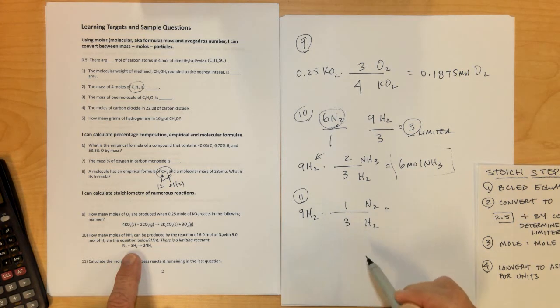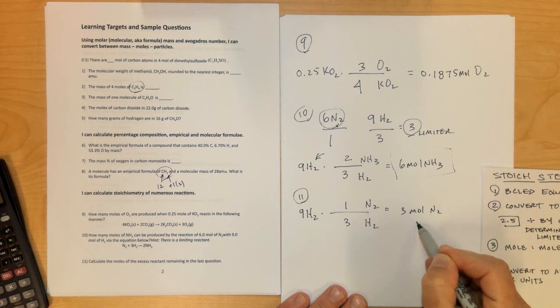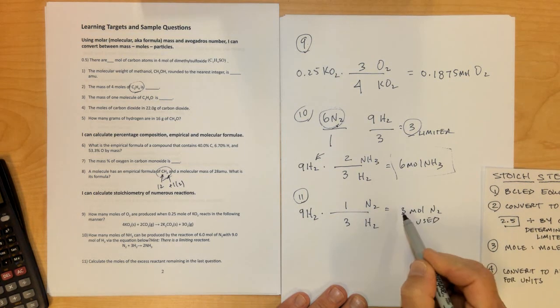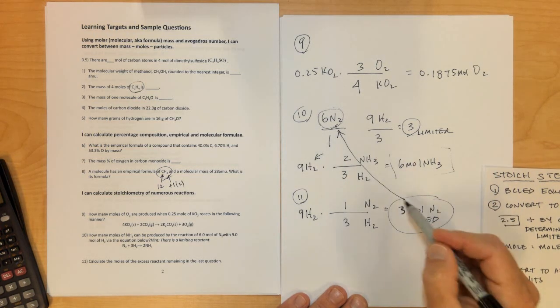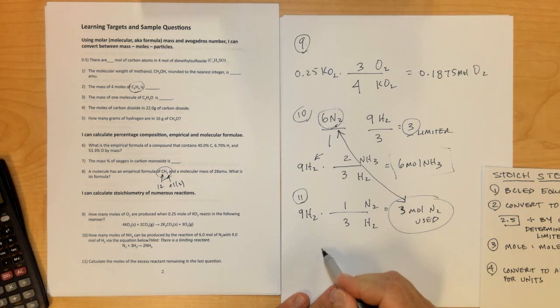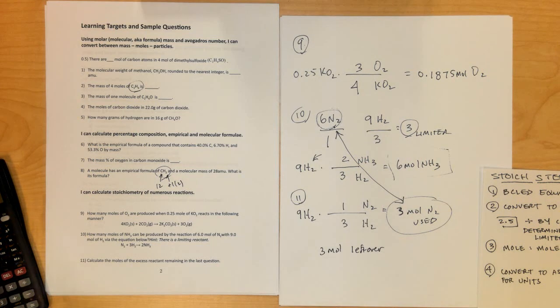So 9 times 1 divided by 3 is 3. So 3 moles of N2 will be used. Now I need to find the difference between these 3 moles and the amount that I started with. So 6 minus 3 gives me 3 moles that is left over. That's the first page.